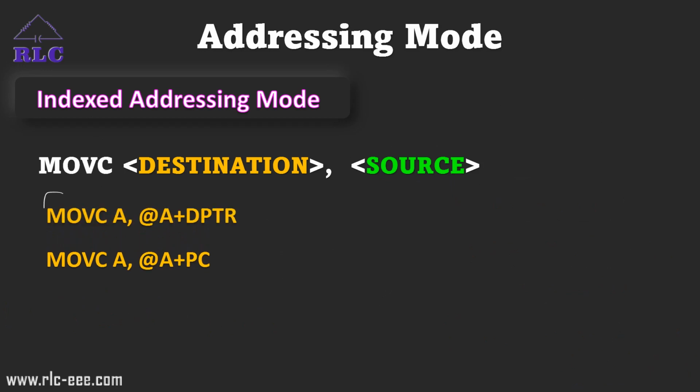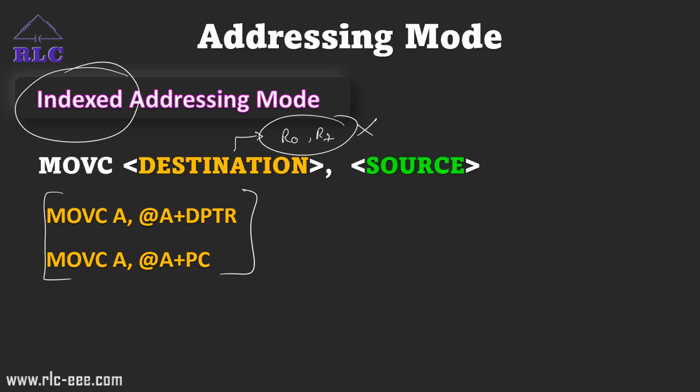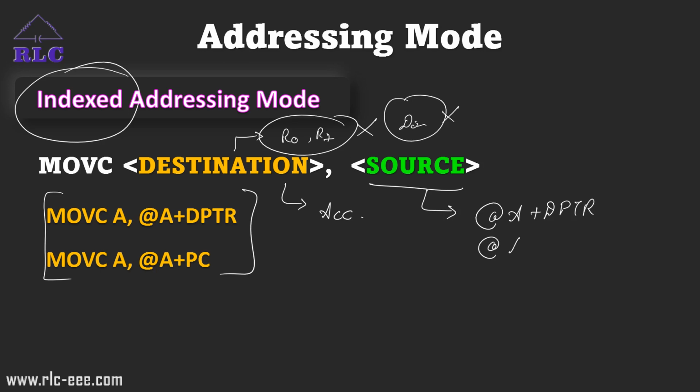So there are only two instructions for indexed addressing mode. In the destination we cannot use R0 to R7, something like that. It is not possible. Or we cannot use any direct address. It is also not possible. Compulsorily the destination should be an accumulator. Then the source memory location can be generated by @A+DPTR or @A+program counter.